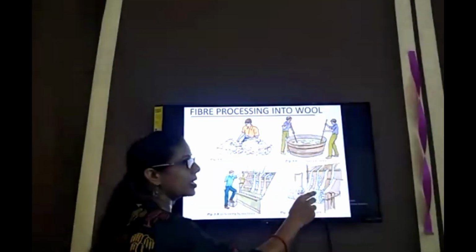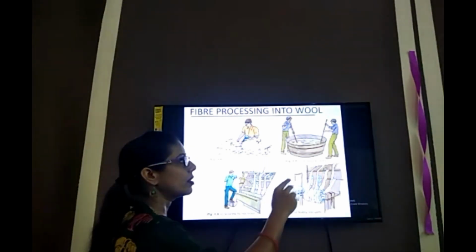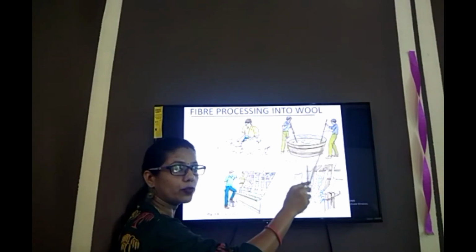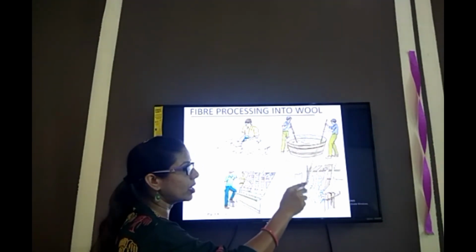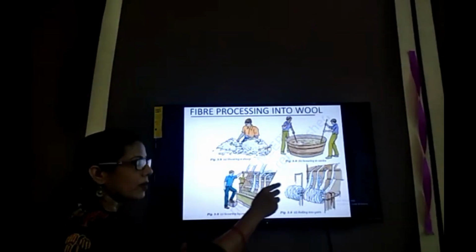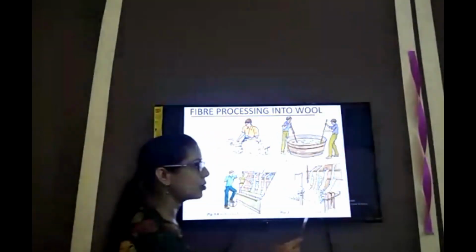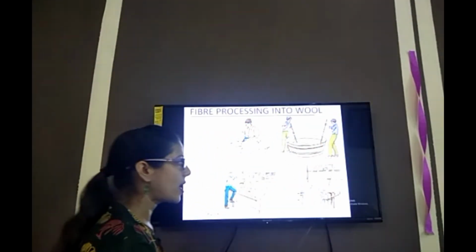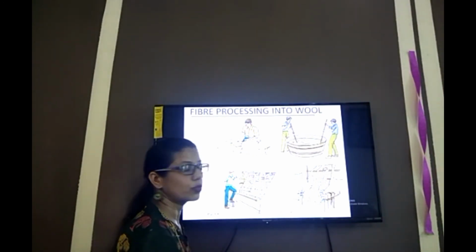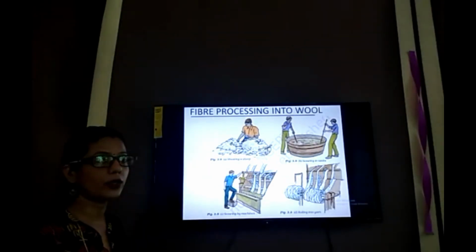Then scouring in a tank. After removing the hairy skin from the sheep's body, they wash this hairy skin in a large tank so they can remove the grease, dust and dirt. Then scouring by machine. Scouring can be done by hand and it can be done by machine. Next is rolling into yarn. It means the fibers pass through a large roller so they can change into yarn. So these are some steps in the processing of fiber into wool.